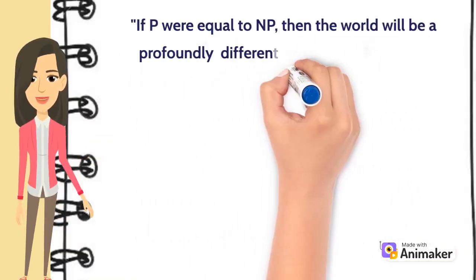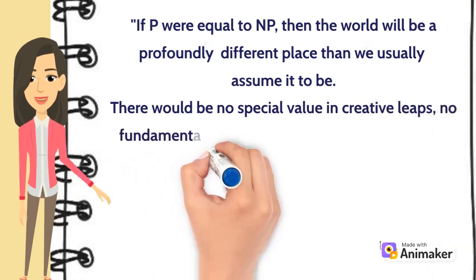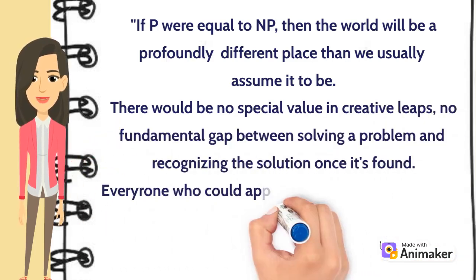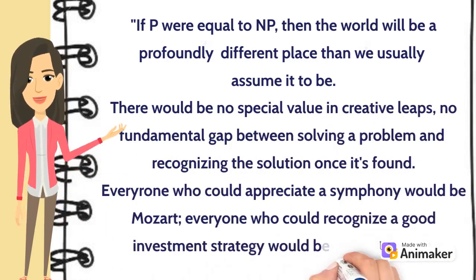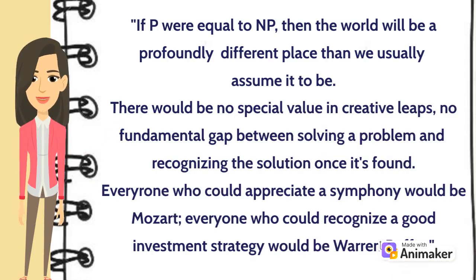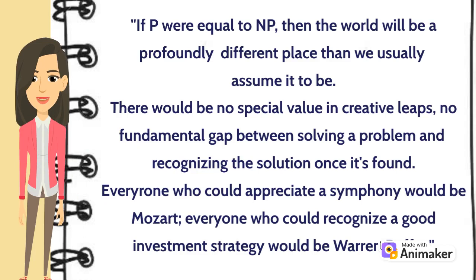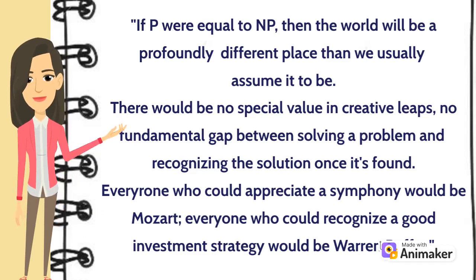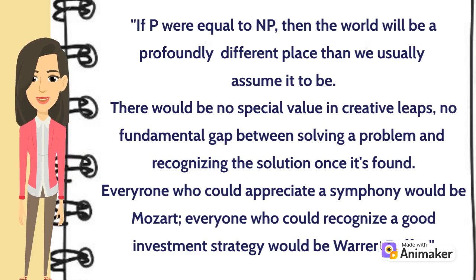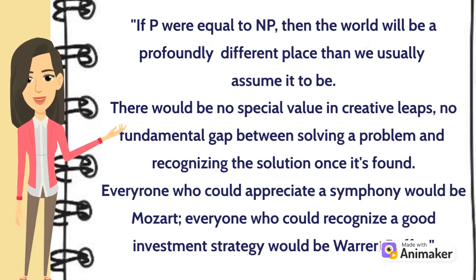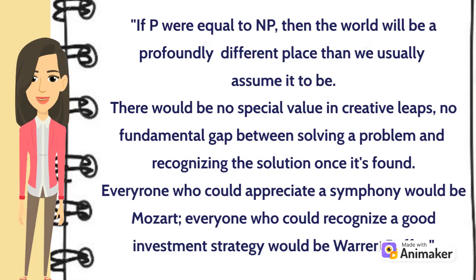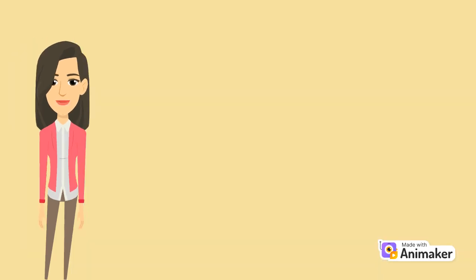According to an MIT complexity researcher, Scott Aaronson, if P were equal to NP, then the world would be profoundly a different place than we usually assume it to be. There would be no special value in creative leaps, no fundamental gap between solving a problem and recognizing the solution once it's found. Everyone who could appreciate a symphony would be Mozart. Everyone who could recognize a good investment strategy would be Warren Buffett.